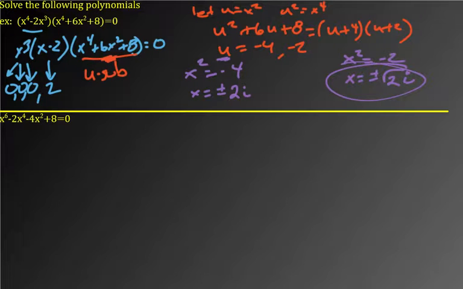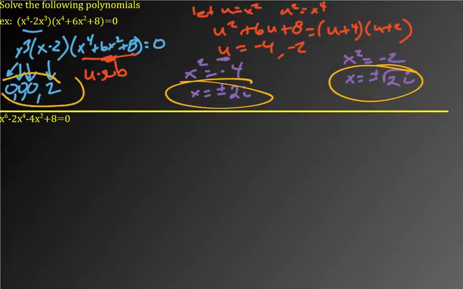Do a different color here. 2 roots there, 2 roots there, 4 roots there. 2 plus 2 plus 4 is 8. Those are all the roots I would need.